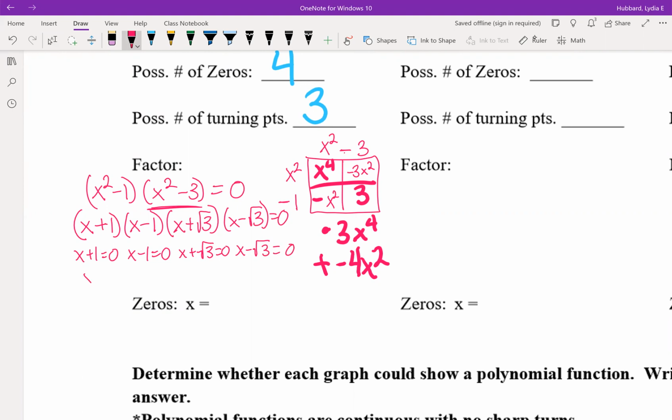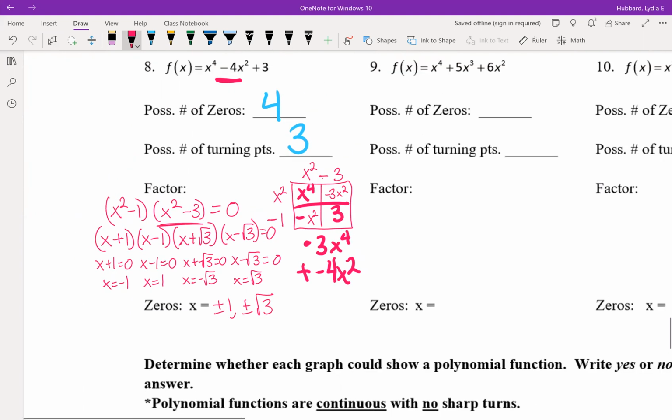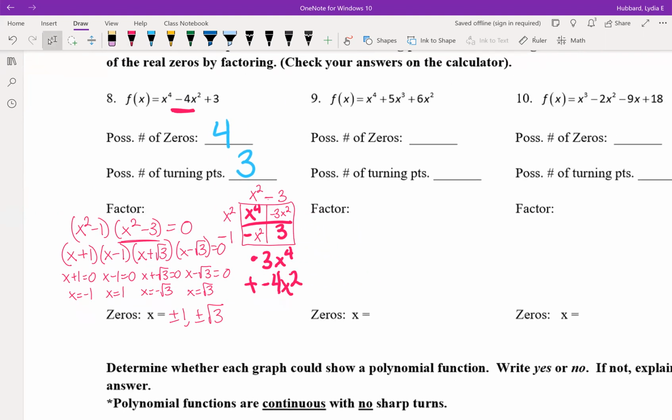And when we did that, we'll get that x equals negative 1, x equals positive 1, x equals negative radical 3, and x equals positive radical 3. So our zeros are going to be plus or minus 1 and plus or minus radical 3. Okay, so in that case, we did have the total 4 real zeros. So looking at number 9, the most possible number of zeros we can have is 4. Again, the possible number of turning points would be that number minus 1, which is 3.